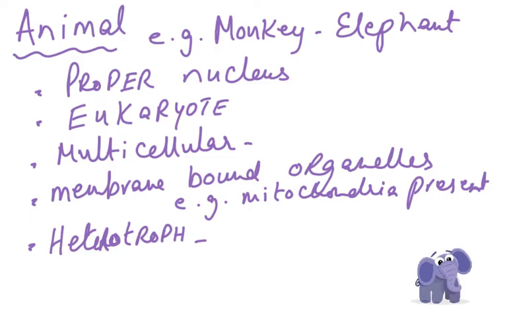Now looking at a little more detail, just giving a few more points from my point of view. Animals, like monkeys and elephants, have a proper nucleus, which means they're eukaryotes. They're all multicellular, they have membrane-bound organelles like mitochondria present, and they're heterotrophs. They can't make their own food. They're not like plants, which convert light energy to chemical energy, but they can eat ready-made food and then, of course, digest it and absorb it.